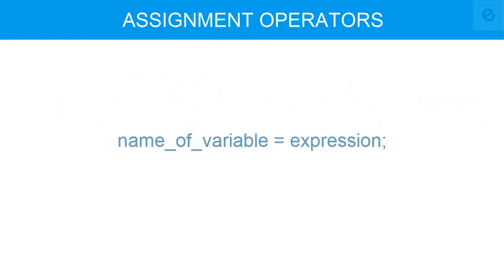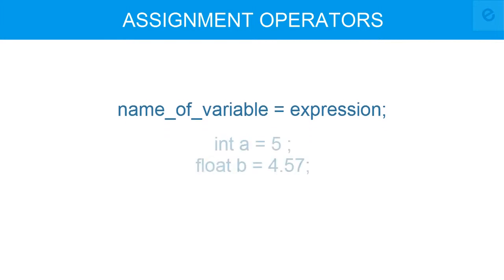So let's start. The syntax given for the assignment operator is: the name of the variable is always on the left side, while the expression is always on the right side of the equal sign. And the equal sign is known as the assignment operator.